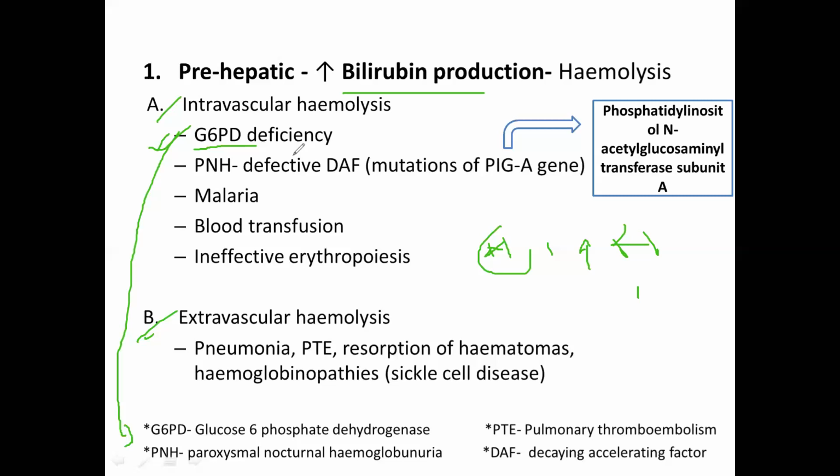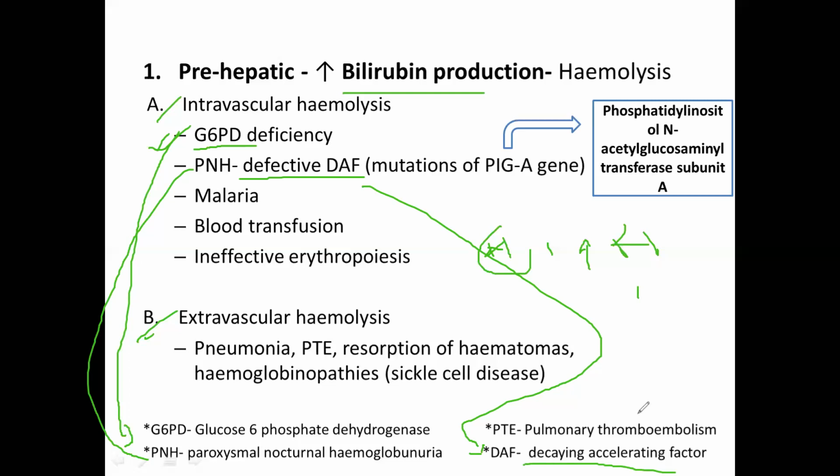Then the second one is PNH. What is meant by PNH? PNH stands for paroxysmal nocturnal hemoglobinuria. This is again a rare disorder which is usually characterized by defective DAF. So what is DAF? DAF is nothing but decay accelerating factor. This decay accelerating factor is a surface protein.